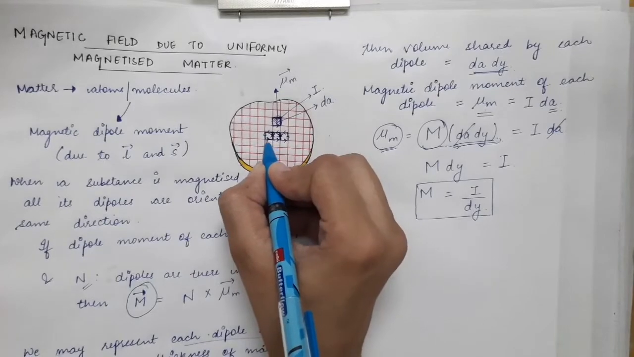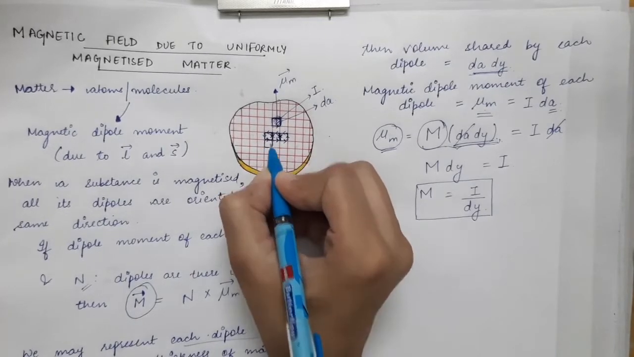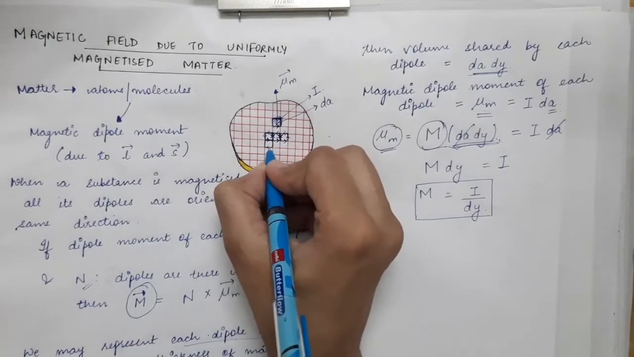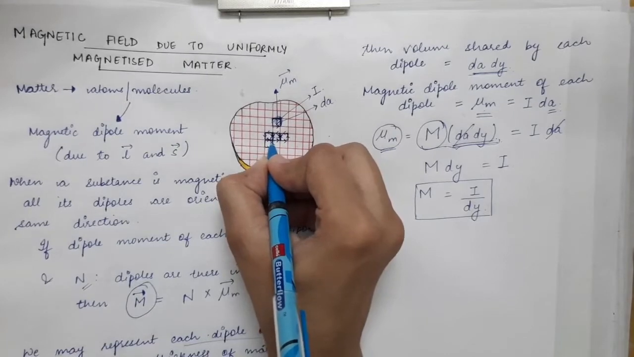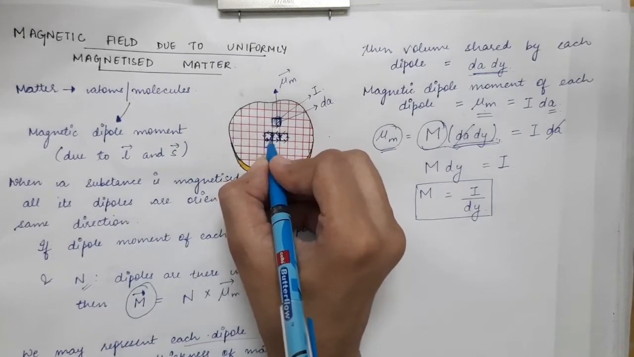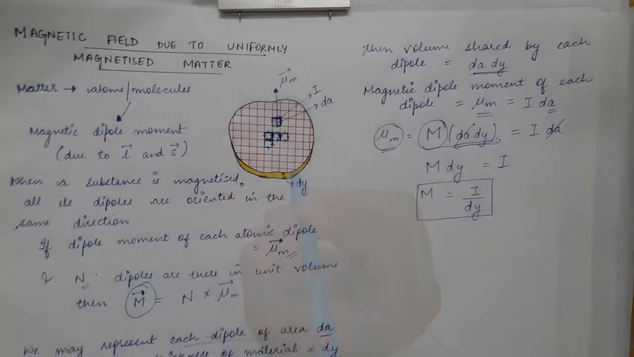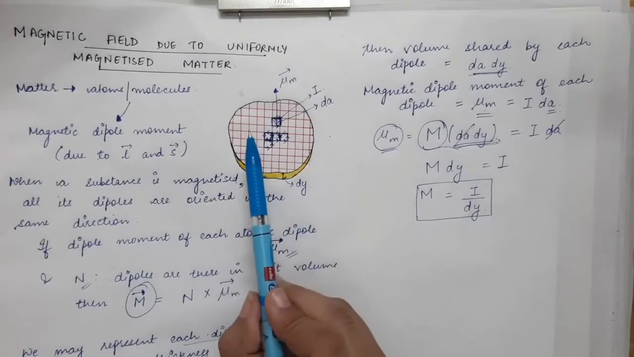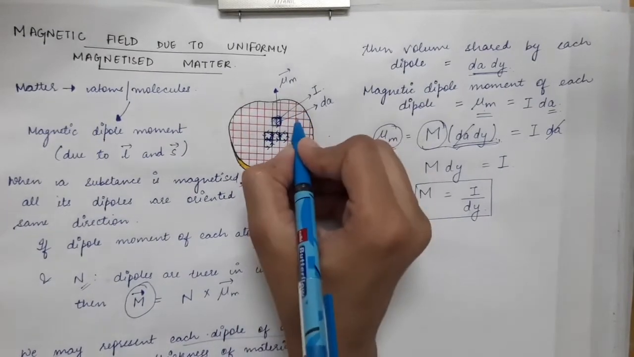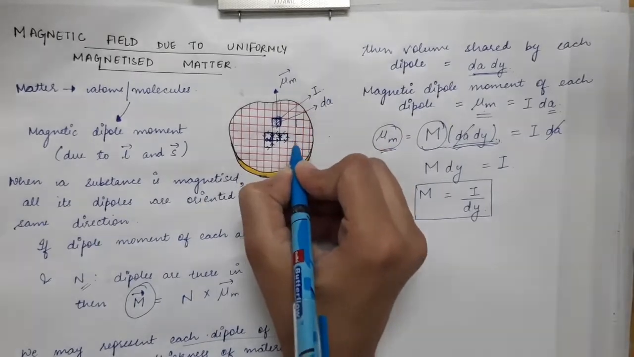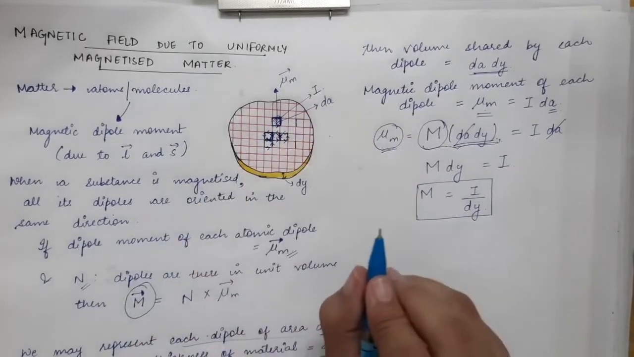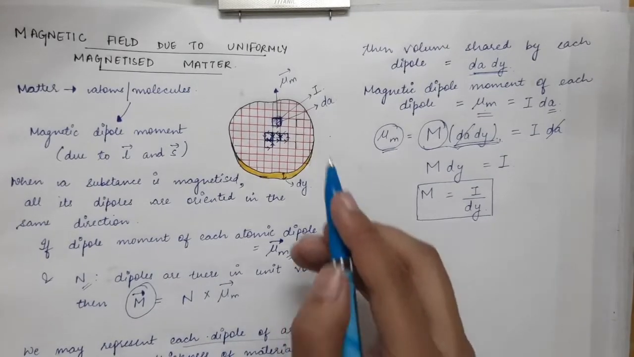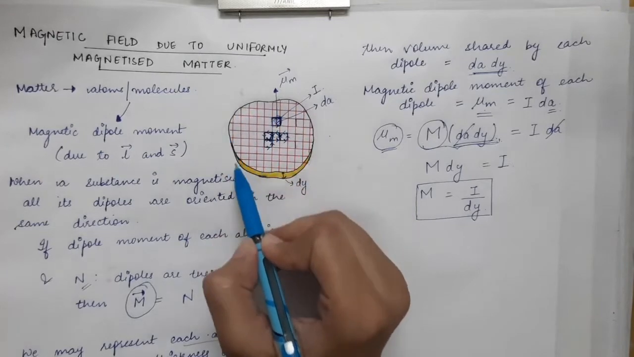And similarly, if you take this atomic dipole, you will see that current will cancel at this boundary. So current in this dipole will flow in the anti-clockwise direction. So you can see that at this boundary currents are in the opposite direction. So you can clearly see that current at all these boundaries will be equal to 0. So the only current which is left is the current at the boundary of this material.